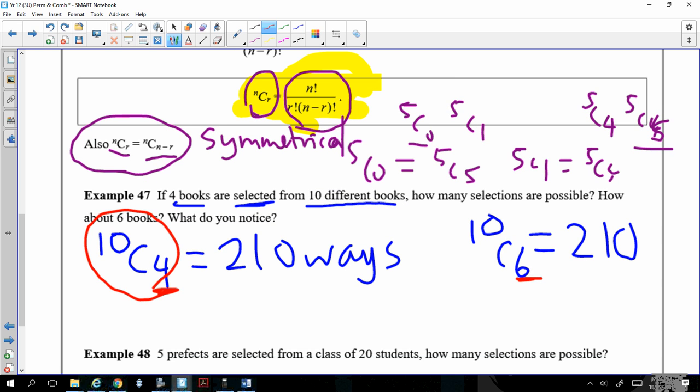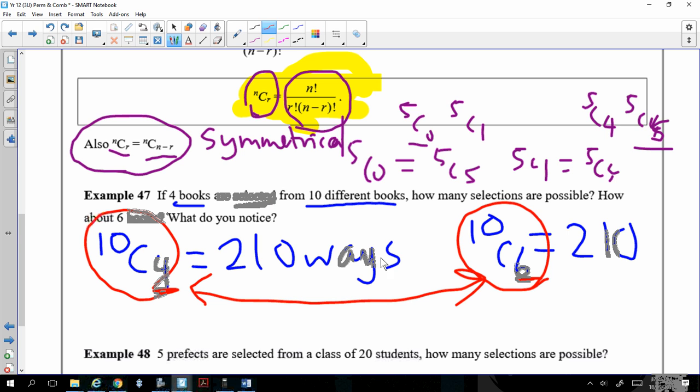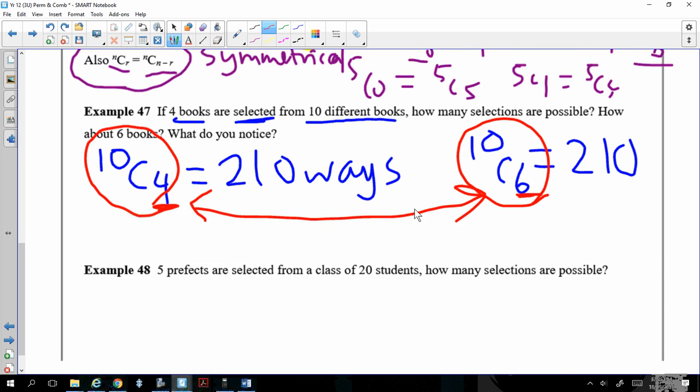Let's do the next question. 5 prefects are selected from a class of 20 students. How many selections are possible? Have a think. We're going to ask another student to do.